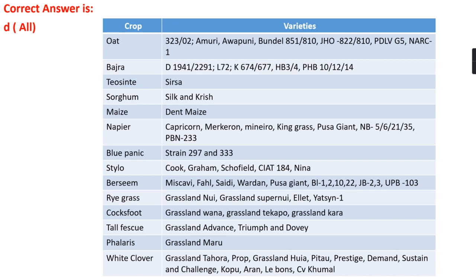Cocksfoot, that is Grassland Wana, Grassland Tekapo, Grassland Kara. Tall Fescue, that is Grassland Advanced, Trimp and Dovi. Phalaris, that is Grassland Maru. White Clover, that is Grassland Tahora, Prop, Grassland Huia, Pitau, Prestige, Demand, Sustain and Challenge, Kopu, Aran, Libons, CV Kumal, Extra.